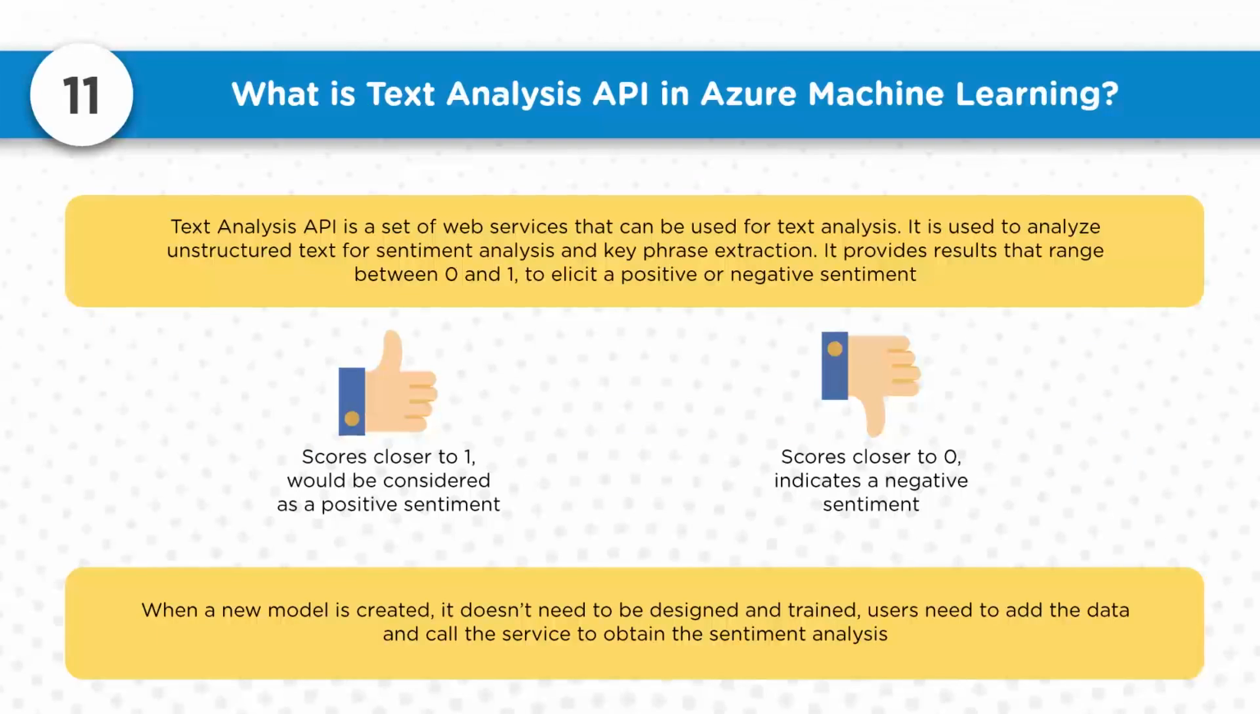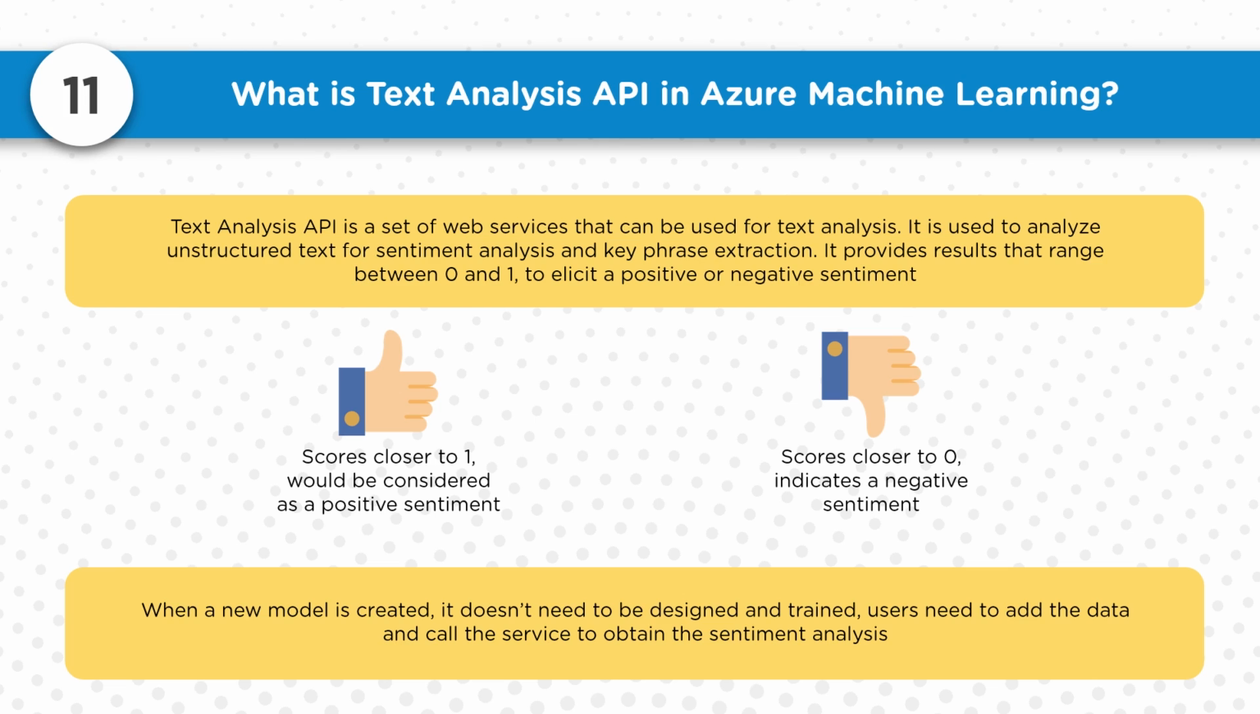What is the text analysis API in Azure Machine Learning? Text analysis is a cloud-based analytics API, and it provides advanced natural language processing over raw text. It has four main functions, like sentiment analysis, key phrase analysis, language detection, and a few other things.